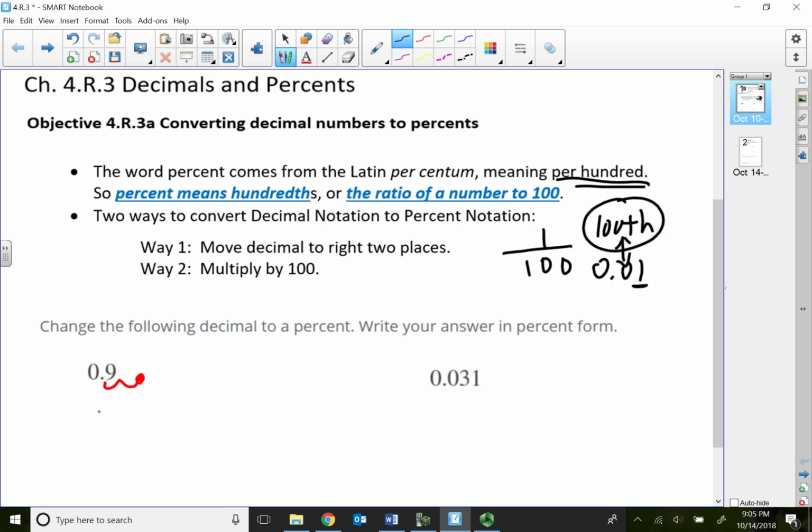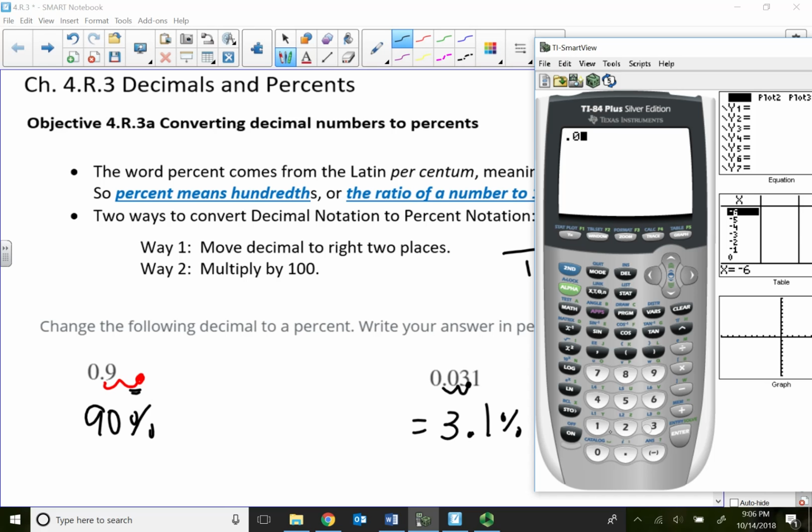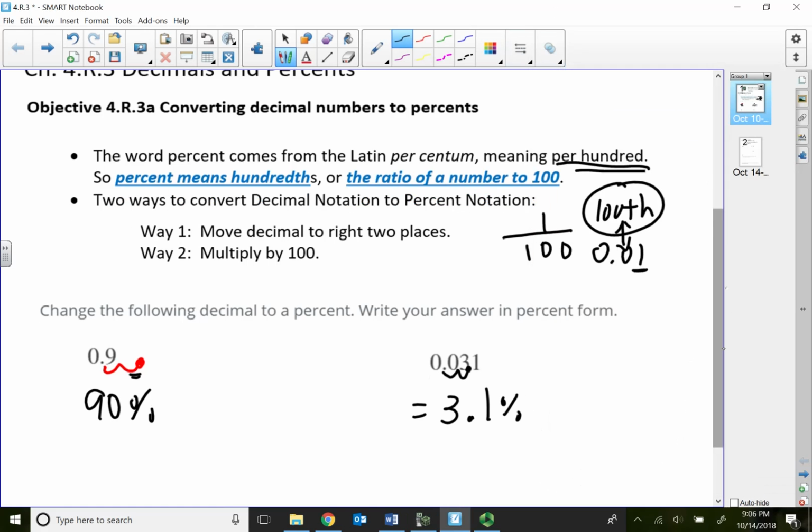So 0.9 actually means 90%, because if I move my decimal to the right 2 places, that gives me 1 empty slot to put a 0 in. So 0.031, move the decimal to the right 2 places, gives me 3.1%. Or in the calculator, take 0.031 times 100, and that converts it into a percent. It's very important that in the calculator, to turn the decimal into a percent, we always times 100. When you do it just by looking at it, make sure you move the decimal to the right 2 places.